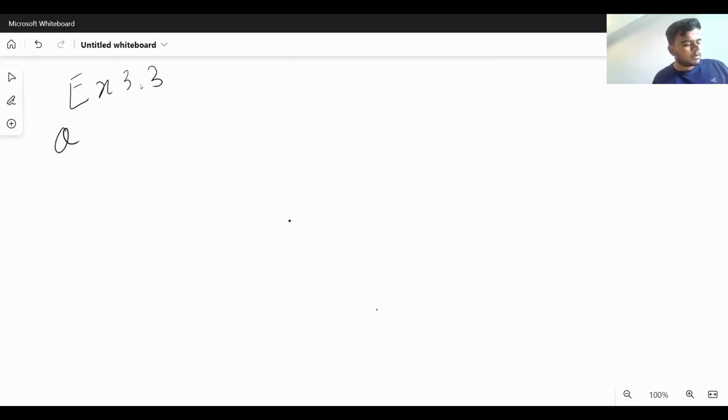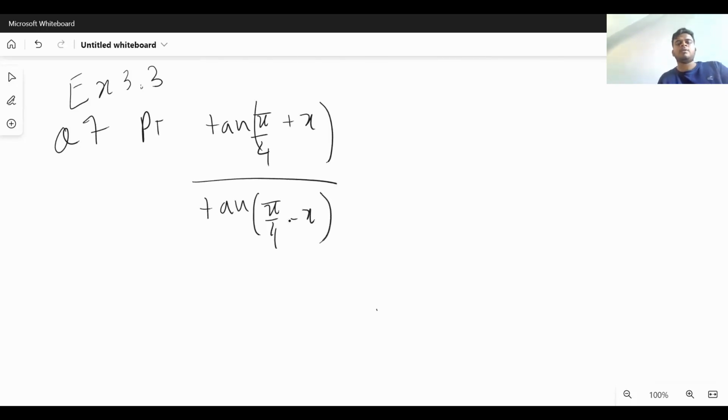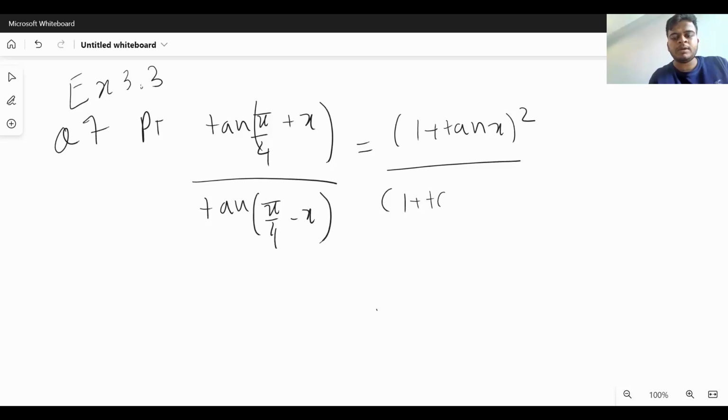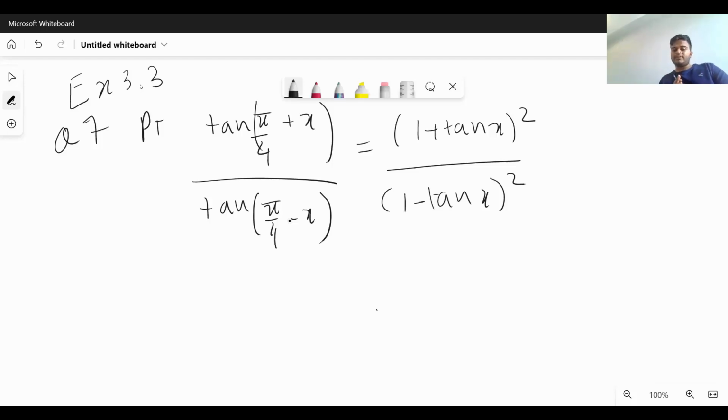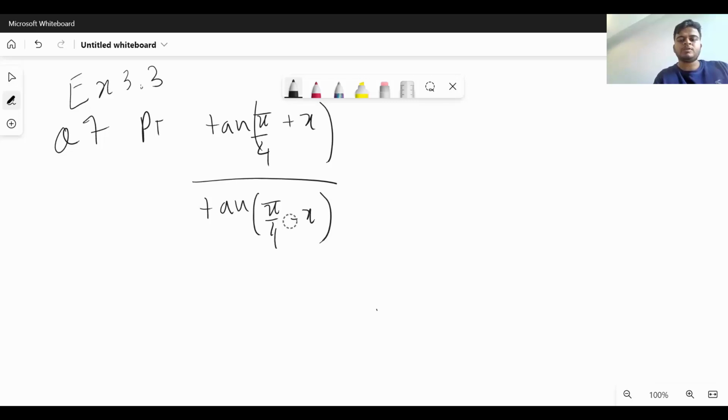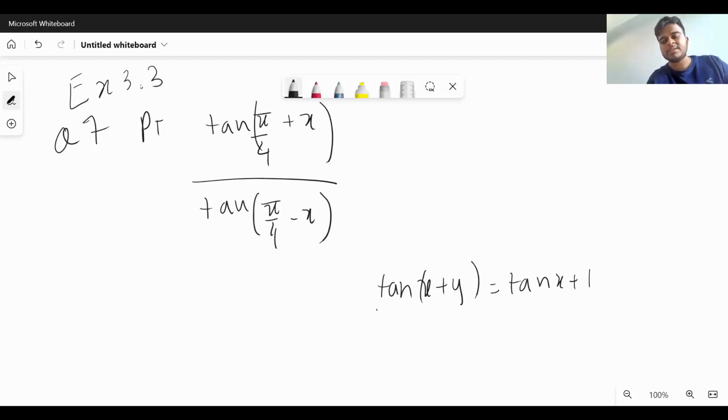Question number 7: prove that tan(pi/4 + x) upon tan(pi/4 - x) equals (1 + tan x) squared upon (1 - tan x) squared. Yes, this is something that you have to prove. Let us start with the LHS as always. Seeing this term, what identity do you think applies here? Don't you think the identity tan(x + y) = (tan x + tan y) upon (1 - tan x tan y) applies here? It does, right?